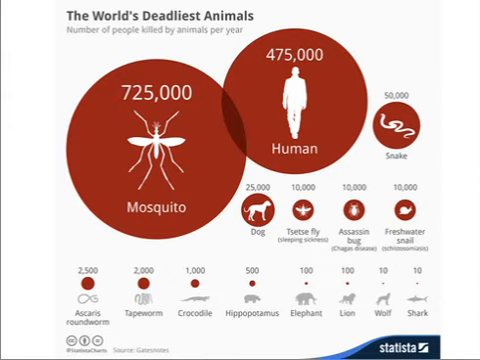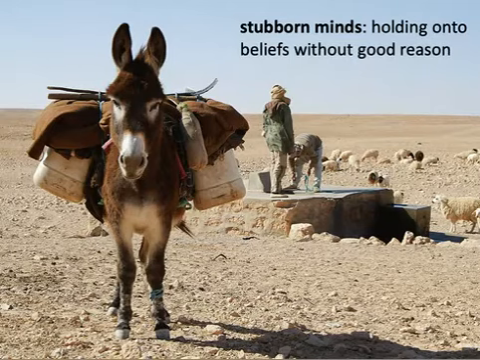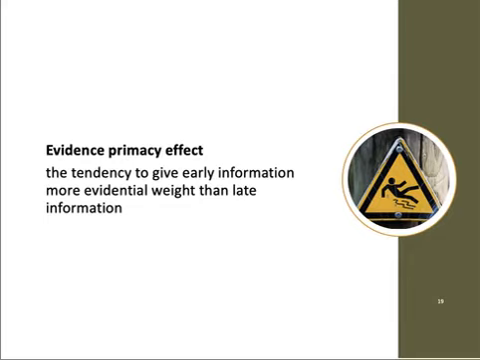And the availability heuristic stems from the system one tendency to use shortcuts. Okay. But in addition to using shortcuts, there's also the tendency to be stubborn, which is to hold on to beliefs without good reason. Okay, and stubbornness leads to the evidence primacy effect, which is the tendency to give early information more evidential weight than late information.